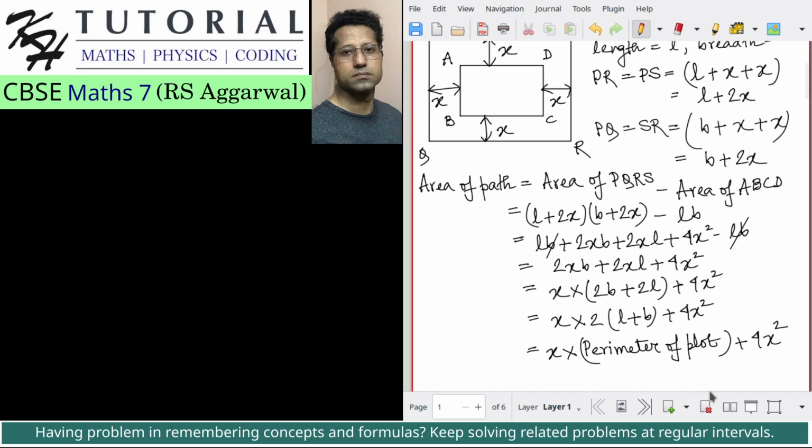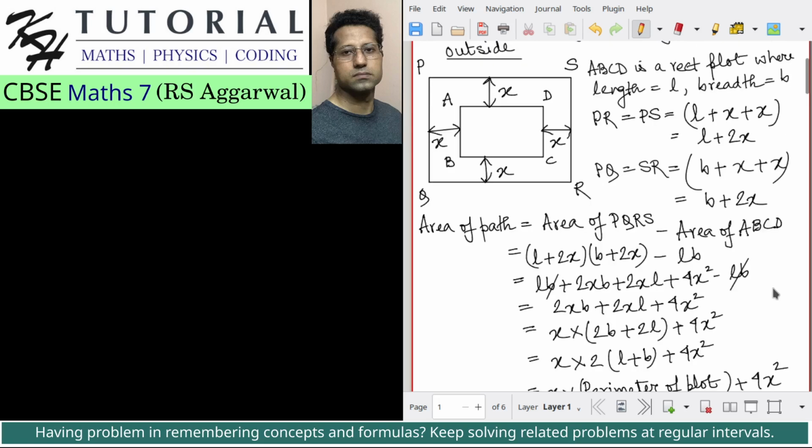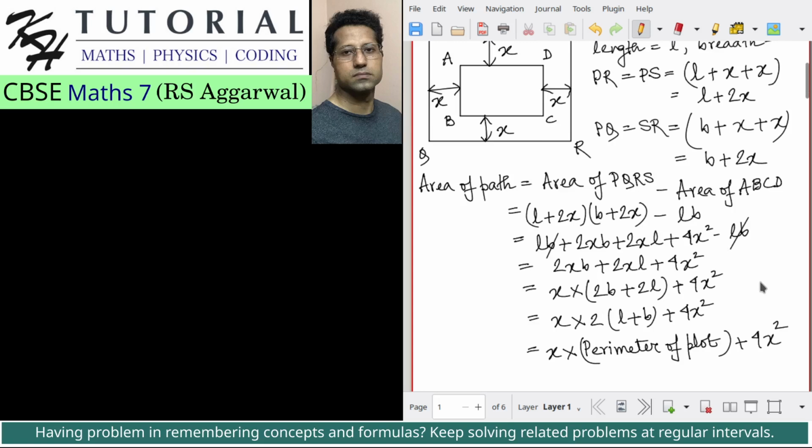Please do not try to memorize this. If you can remember this, it is fine, but I am just trying to discuss how to apply the concept of how to find the area and perimeter of a path surrounding a rectangular plot by using basic geometrical calculation. And of course area of rectangle and perimeter and square will be applied. So you can see that the area of the path is equal to x multiplied by the perimeter of the rectangular plot plus 4x square, where x is the uniform width of the path.